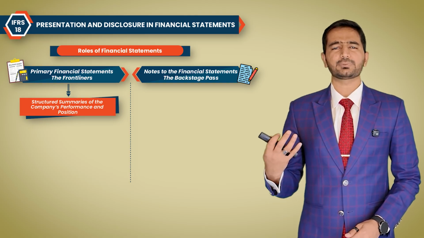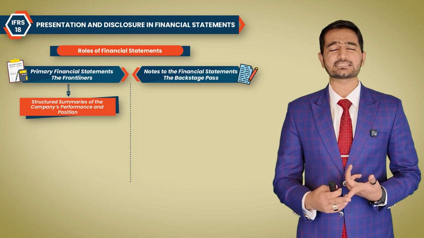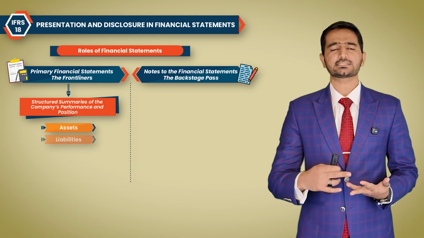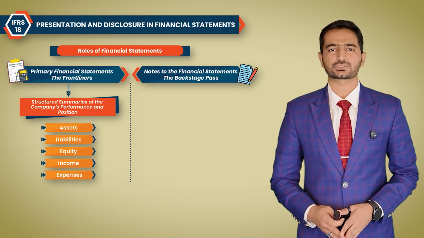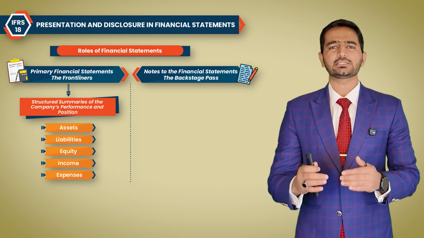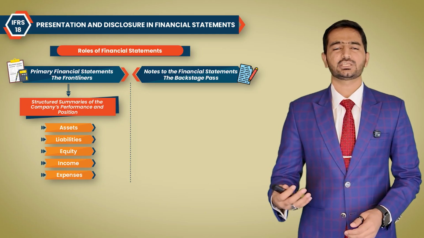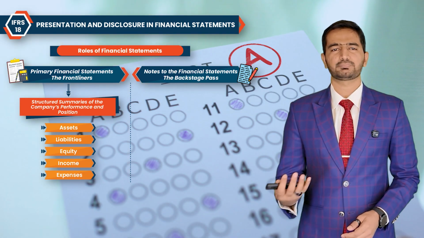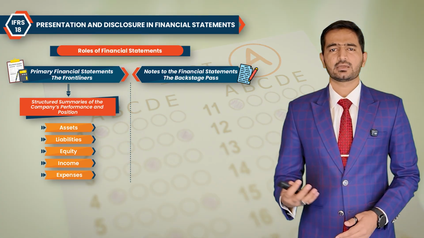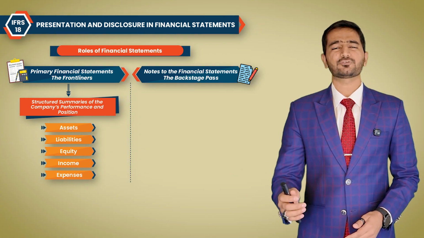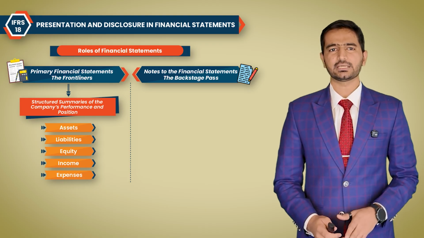Here is an important point to remember. The role of the primary financial statement is to provide structured summaries of the entity's assets, liabilities, equity, income, expenses, and cash flows. Think of them like the overview of the company's financial health. It's like checking your exam results summary, pass or fail, total marks, that kind of stuff. But if you want to know how you performed in each subject, you go to the details, right?